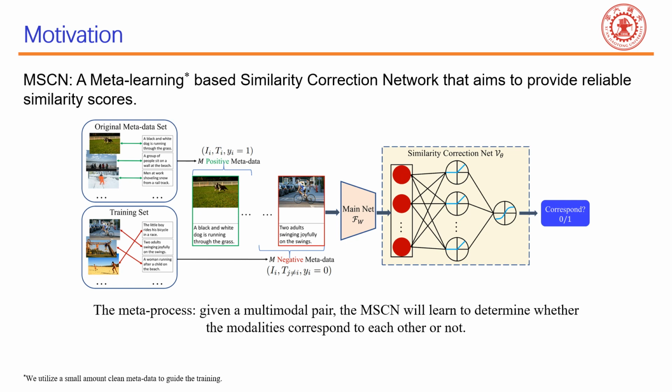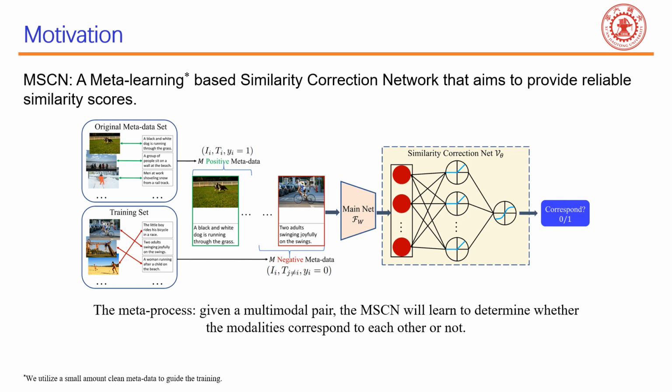To tackle this problem, we propose a meta-learning-based similarity correction network termed MSCN, which aims to provide reliable similarity scores. To this end, we use a small amount of clean metadata to guide the training. Specifically, we view a binary classification task as the meta-process. Given an image-text pair, the MSCN is learned to determine whether the modalities correspond to each other or not.